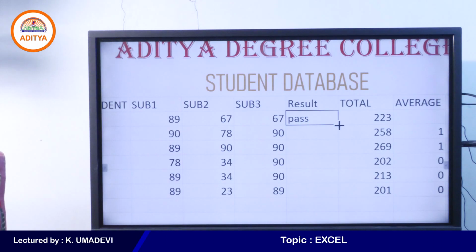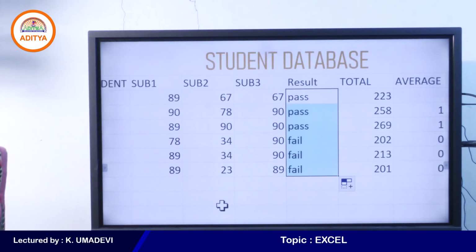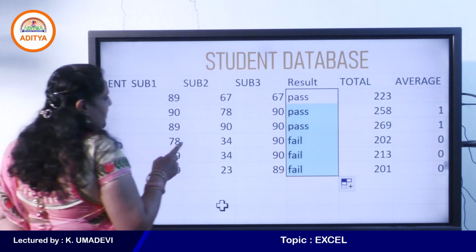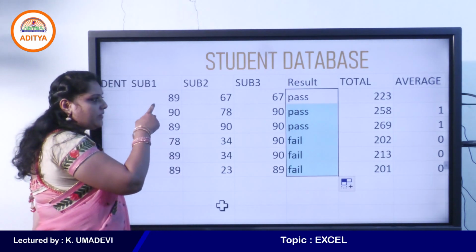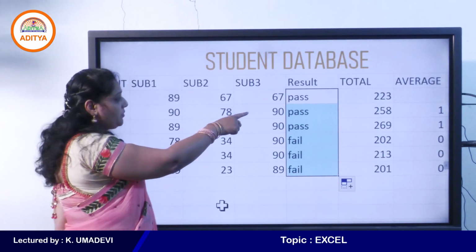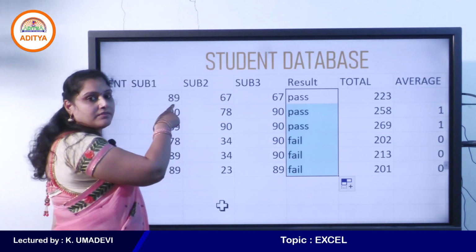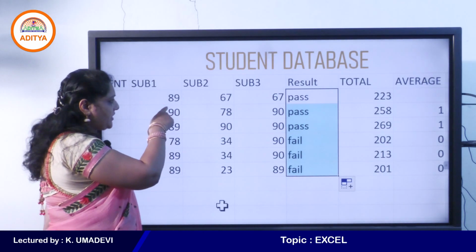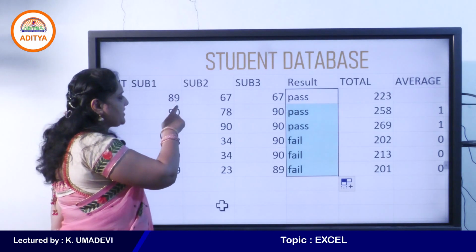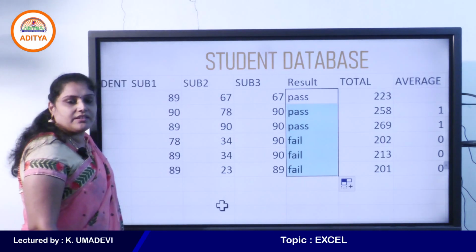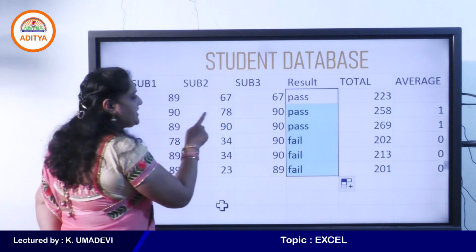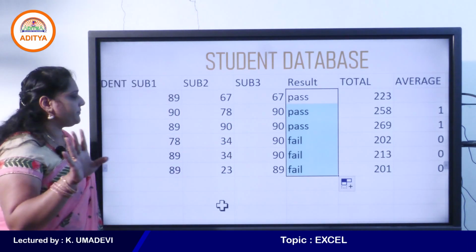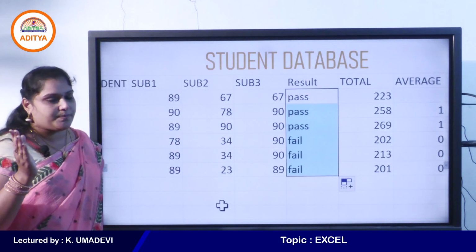Okay, now copy the formula. See, the first 3 cells contain pass marks. Why? Because here all the cells contain values greater than 50. As 89, 67, 67, the result is pass. 90, 78, 90, the result is pass. 89, 90, 90, the result is pass.